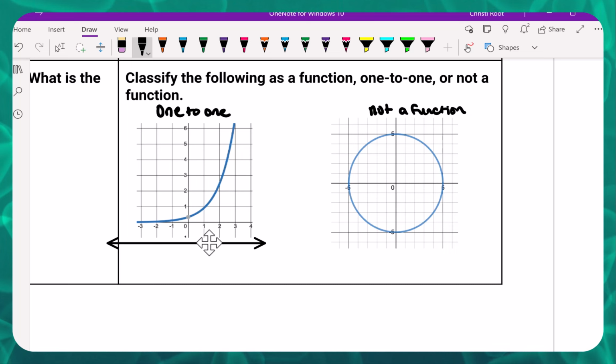Okay, so one last time, if it's a function, it'll pass that vertical line test. There are no outputs or y values repeating for the same x value. And then vice versa, with the horizontal line test, you're not going to have any x values repeating for one particular y value.